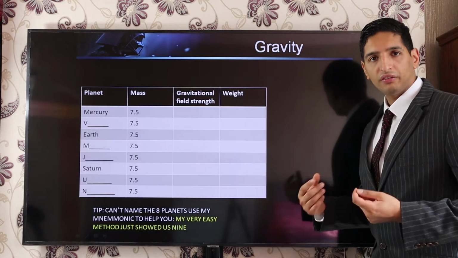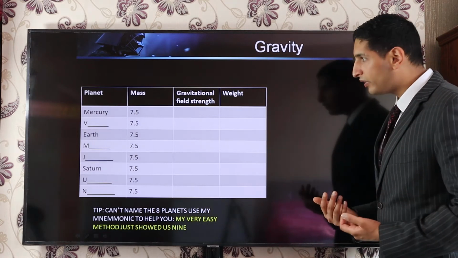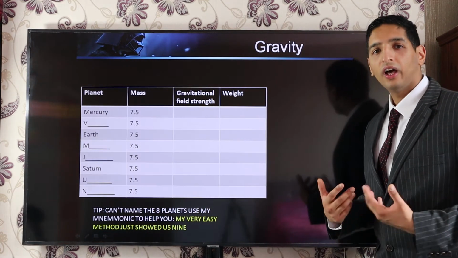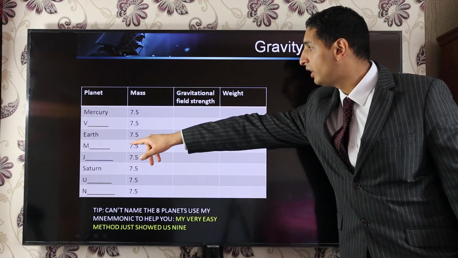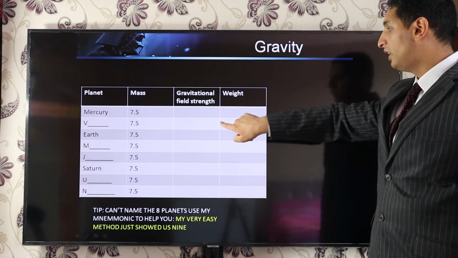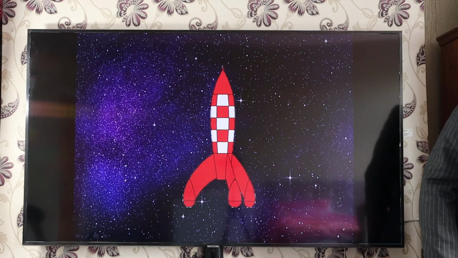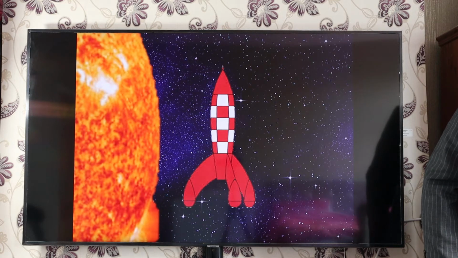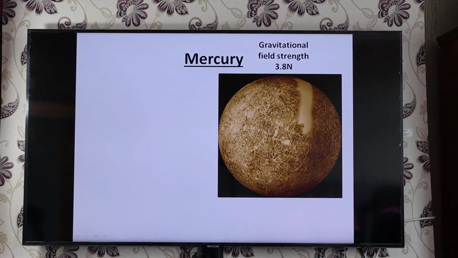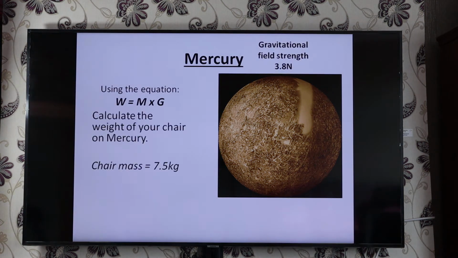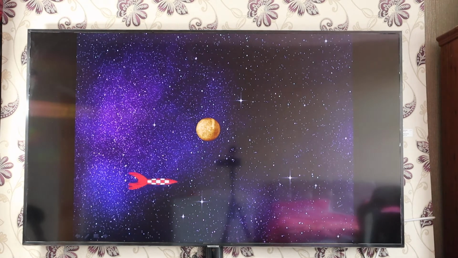Now I'm going to give different gravitational field strengths, so we're going to whiz around all the planets and find out. So it's important to understand, if we were to do Earth as an example, 7.5 times by 10 is 75. So we're going to Mercury first, and Mercury has a gravitational field strength of 3.8. So get your calculators out. What we need to do is 7.5, which is the mass, times by 3.8, and whatever the answer was for that. Let's whiz around, go to the next planet.